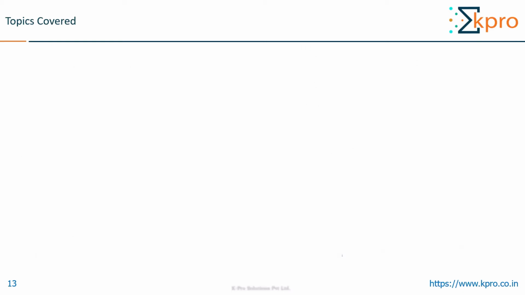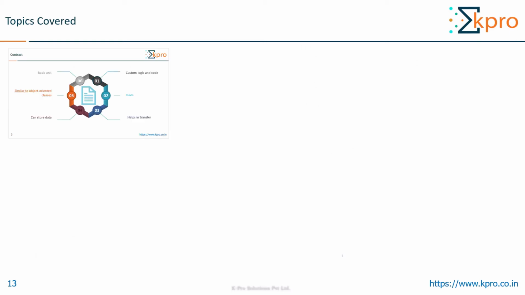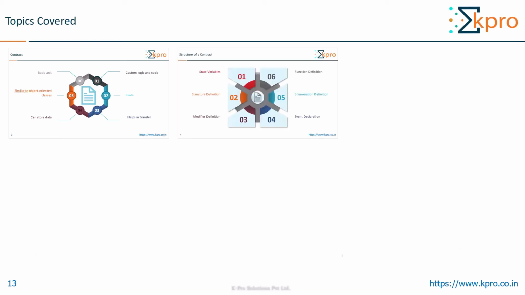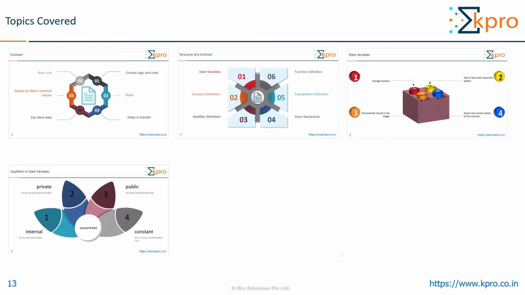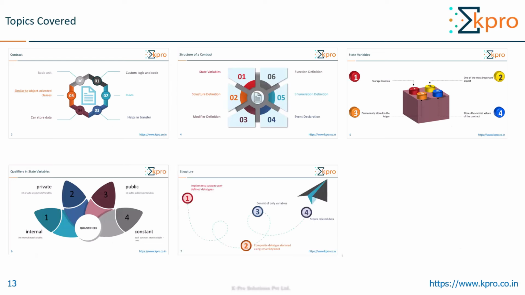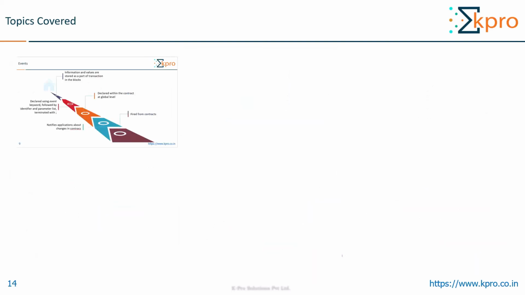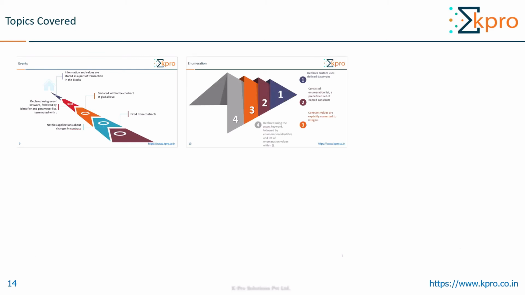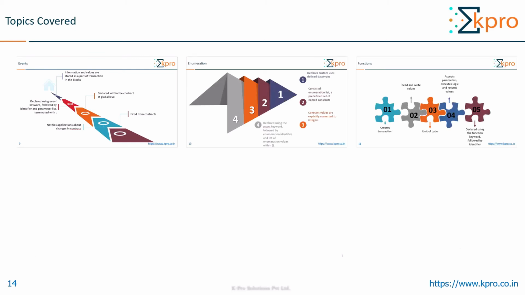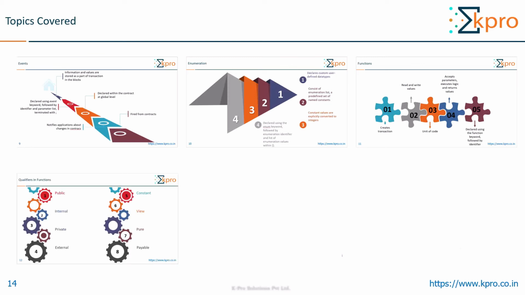Now let us have a quick recap of the topics that we have covered in this video. In the beginning, we talked about what is a smart contract. Then we saw the structure of a contract, state variables. Then we talked about a few qualifiers associated with state variables. Then we talked about the second construct, that is structure. Then we talked about modifiers. Then we talked about events. Then we talked about enumeration. Then we talked about the last construct, that is functions, and finally qualifiers associated with function.